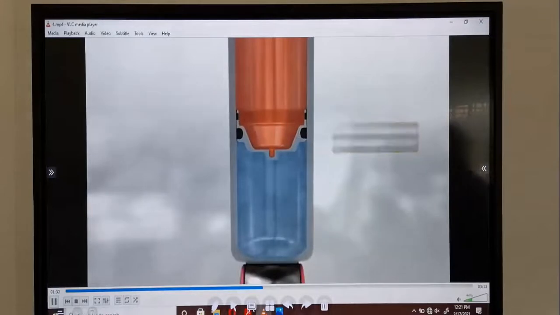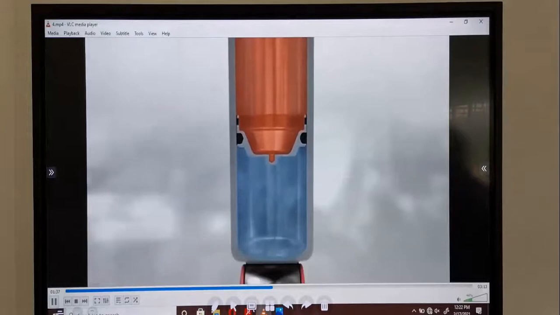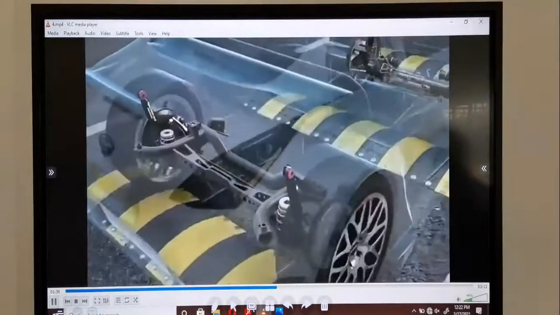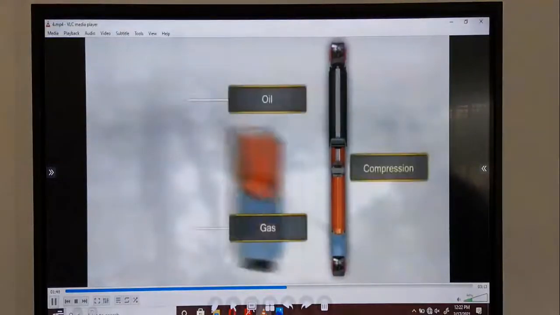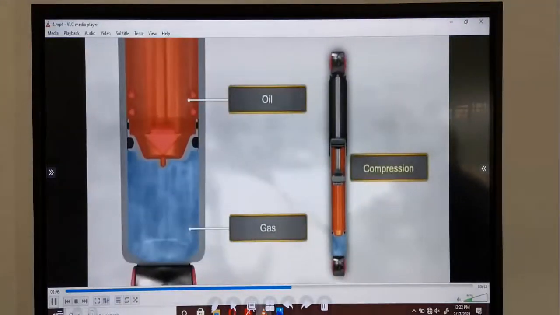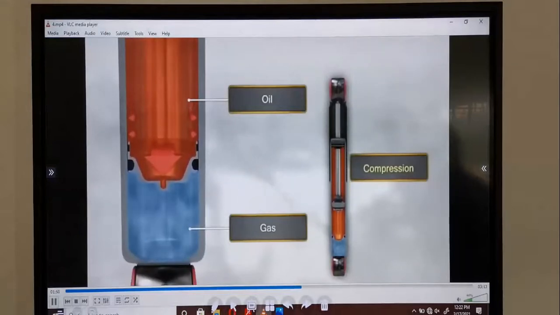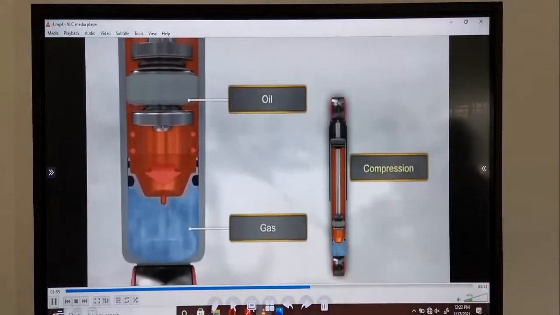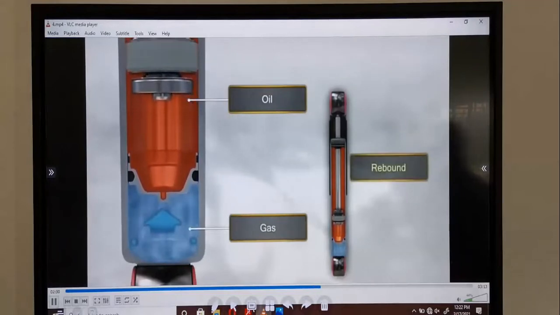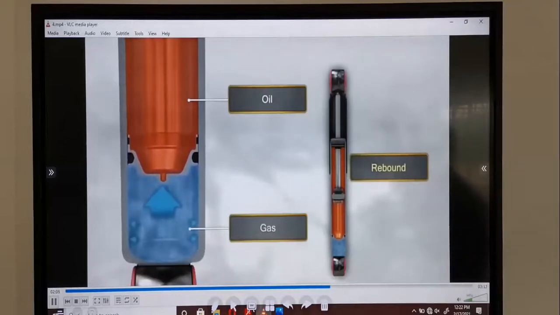This is a floating piston. In a normal condition, how does it work? Oil, gas, compression. At compression time, the hydraulic piston compresses the gas. Then in the rebound situation, the gas gives a force or compresses the hydraulic side.